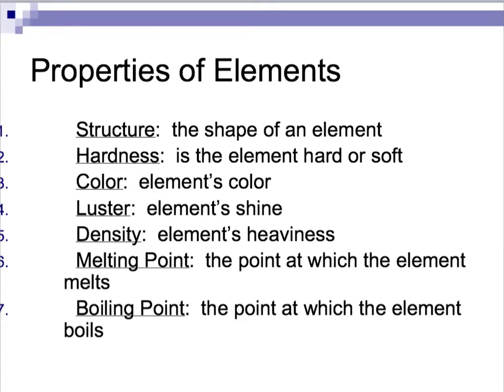So there are some properties of elements that scientists will observe in order to figure out where they should go on the periodic table and see how they relate to each other. So we have a list of some vocab words. Structure means the shape of the element. Hardness determines whether the element is hard or soft, so that's pretty obvious there.